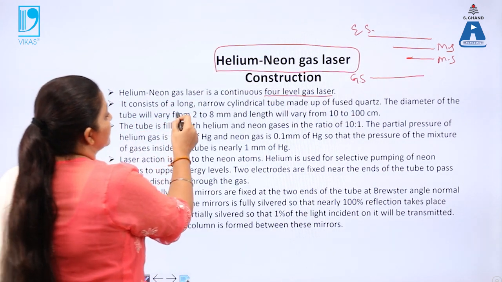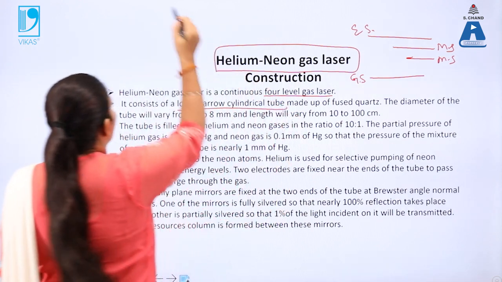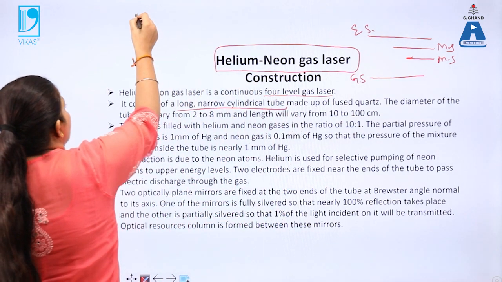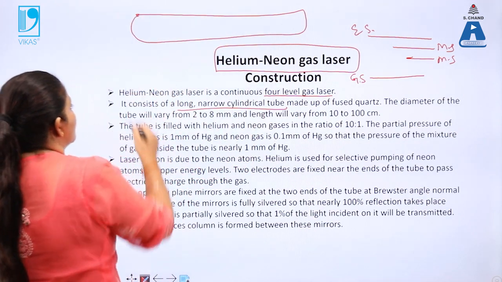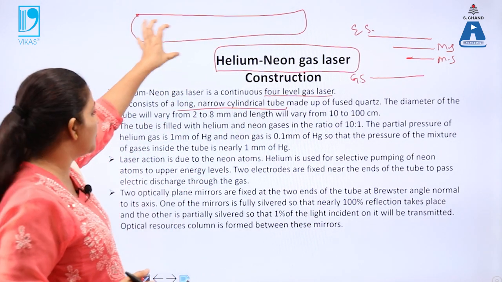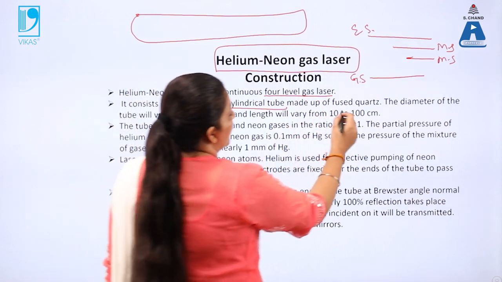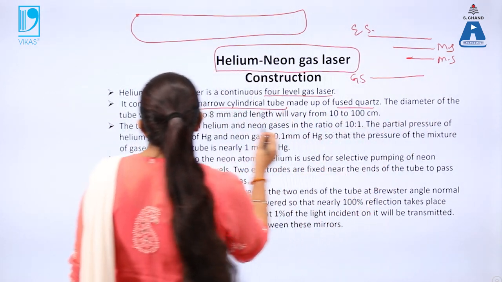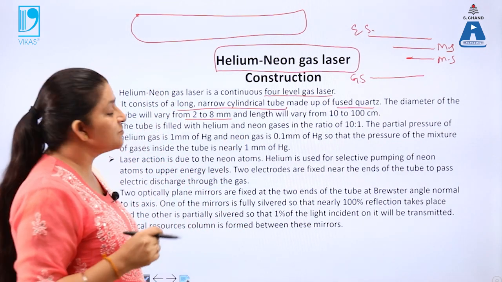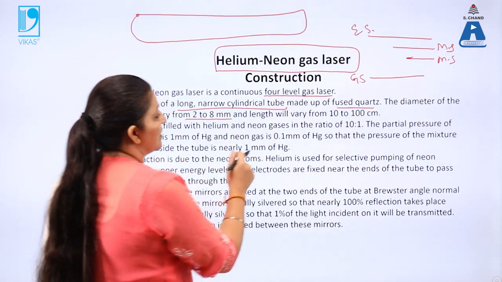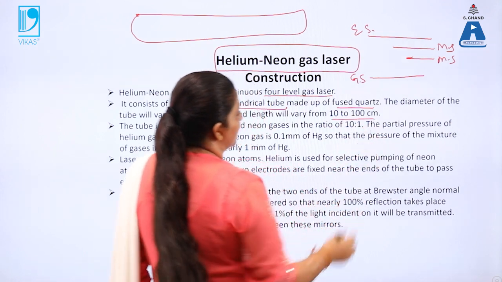Now this laser is in the form of a cylindrical tube made of quartz. It is a tube made of fused quartz, and the diameter of this tube varies from 2 to 8 mm. That is very precise, and its length is taken from 10 to 100 centimeters.